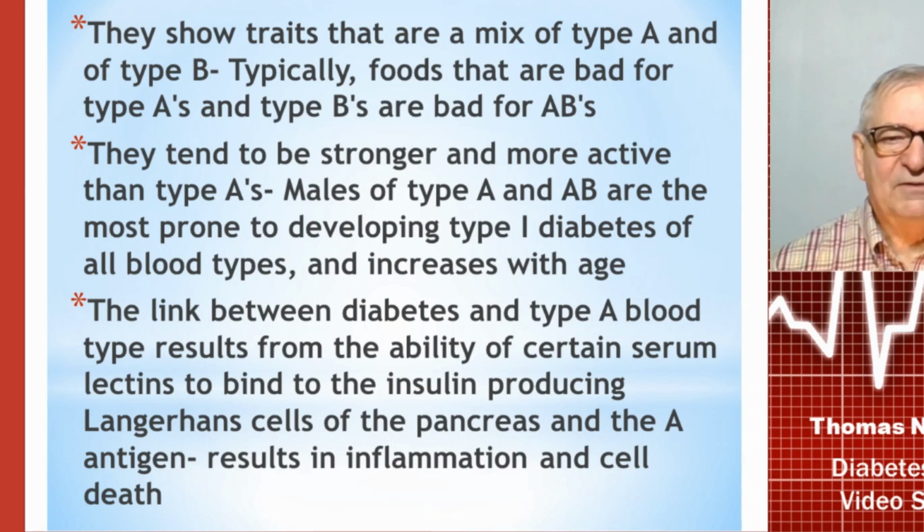So blood type ABs show traits that are a mix of both type A and type B. Typically, foods that are bad for type A's and for B's are also bad for type ABs. They tend to be stronger and more active than A's, and males of type A and AB are the most prone to developing type 1 diabetes of all the blood types, and that increases as they get older. The link between diabetes and type A blood type results from the ability of certain serum lectins to bind to the insulin-producing beta cells, as they're called, in the pancreas, and the A antigen, which results in inflammation and cell death, called apoptosis. Same is true of A's.